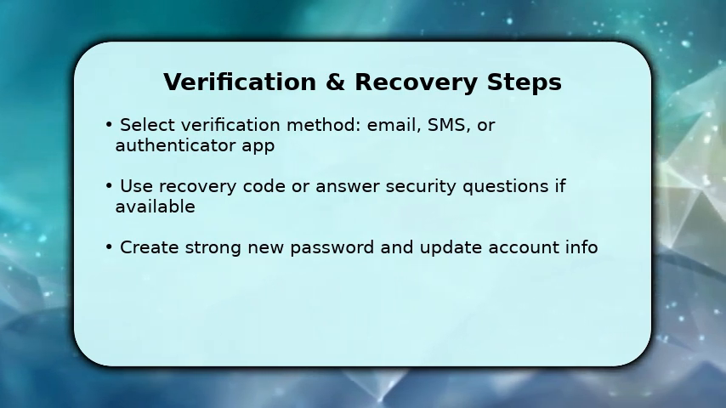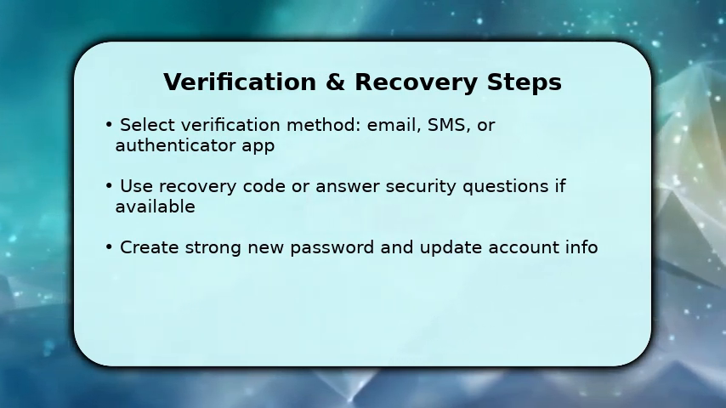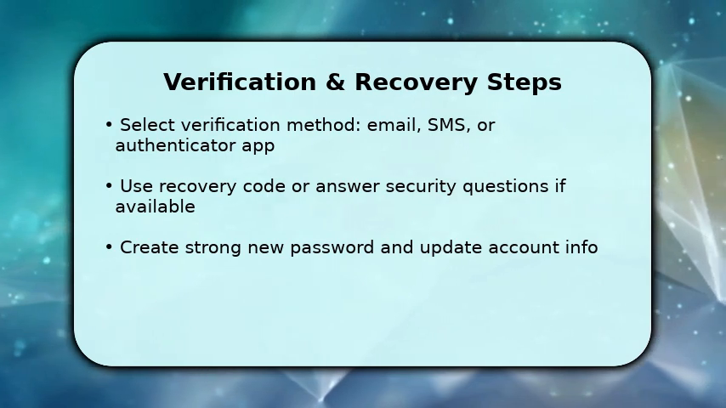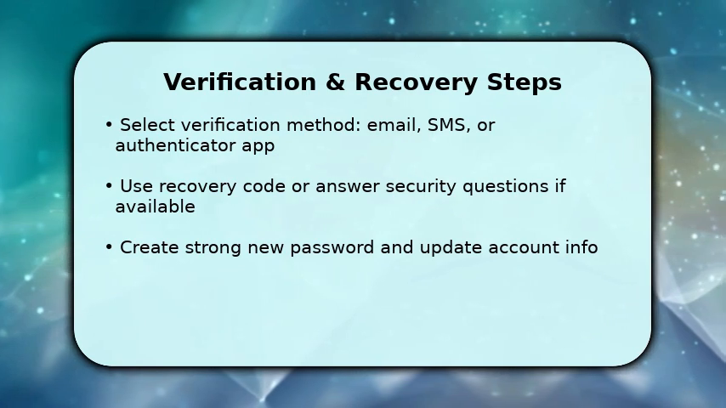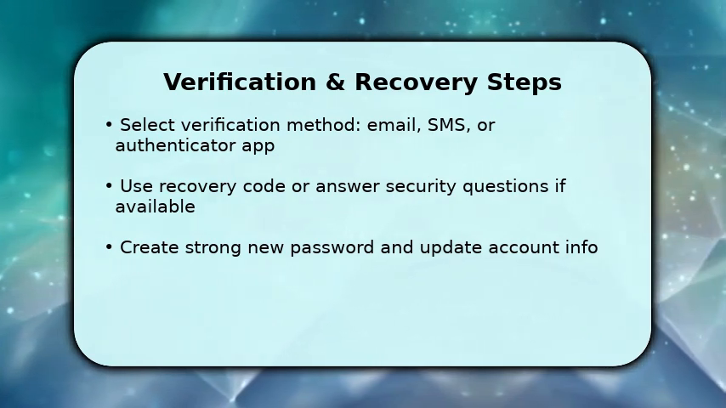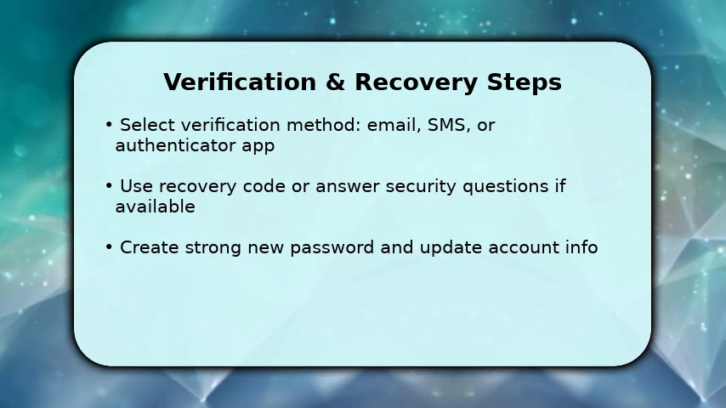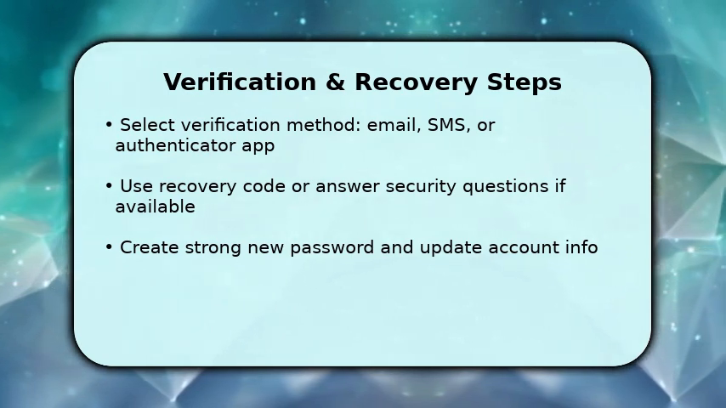If standard methods fail, choose the recovery form and supply prior passwords, account creation date, or other proof. Accuracy speeds review. Once verified, create a strong new password, sign out everywhere, and update your recovery phone and email so you don't repeat the process.